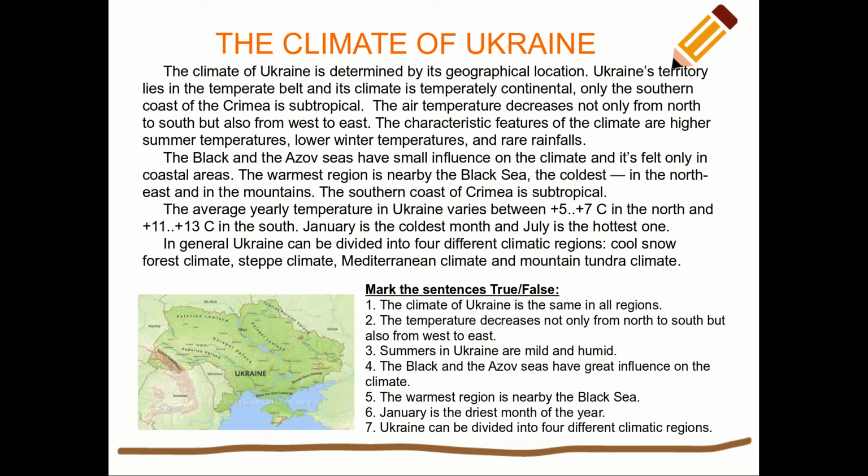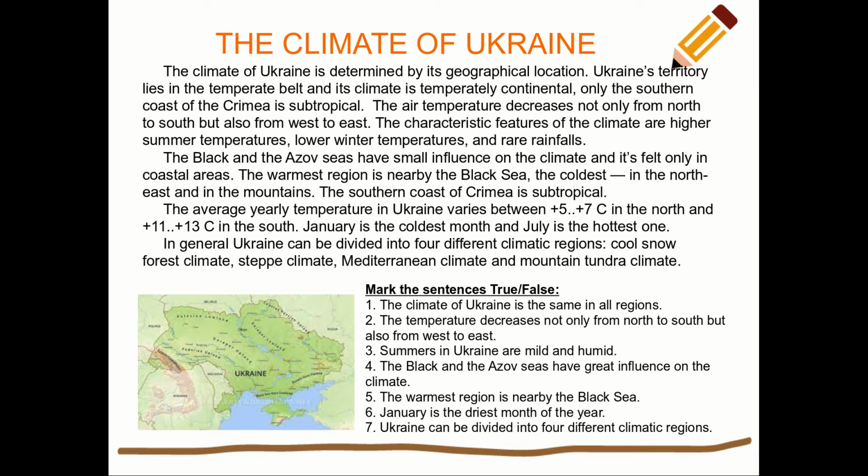The climate of Ukraine is the same in all regions. False. The temperature decreases not only from north to south, but also from west to east. True. Summers in Ukraine are mild and humid. False. The Black and the Azov Seas have great influence on the climate. False. The warmest region is nearby the Black Sea.